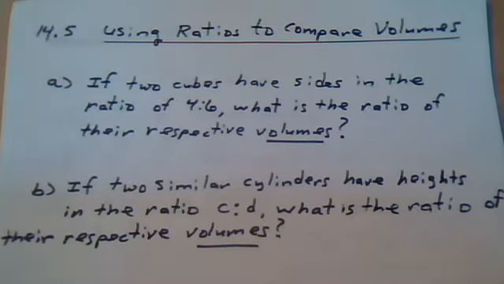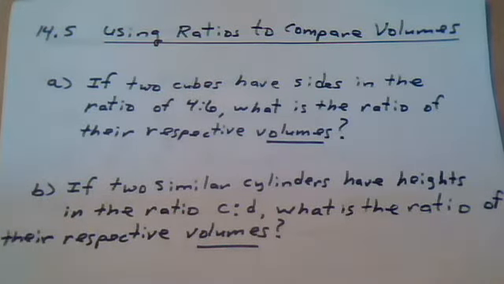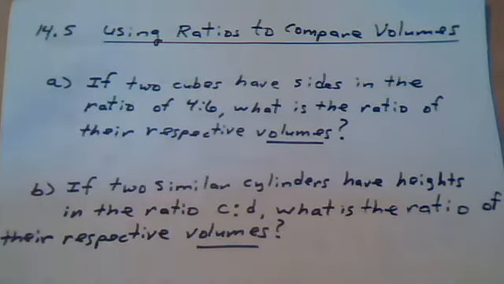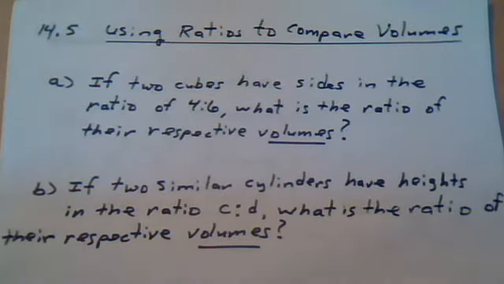Using ratios to compare volumes. A, if two cubes have sides in the ratio of 4 to 6, that means the length of their sides are 4 to 6. What is the ratio of the respective volumes?